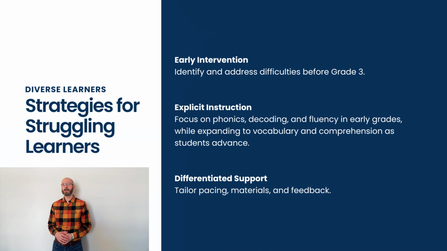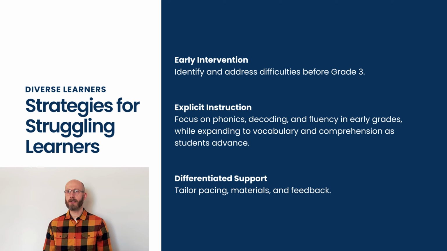Supporting struggling readers requires a strategic, multifaceted approach tailored to their unique needs. The first priority is early intervention. Research shows that identifying and addressing difficulties before grade 3 is critical to preventing long-term reading challenges. Early intervention gives students the foundation they need to build essential literacy skills.